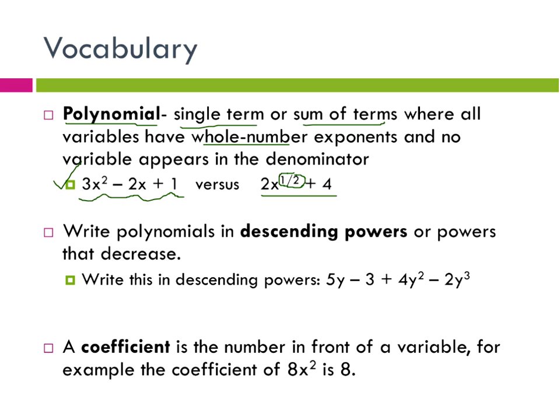In addition, we write polynomials in what's called descending order, descending powers. So it's looking at the largest, the highest power, the highest exponent, and writing that from the highest exponent to the lowest exponent.